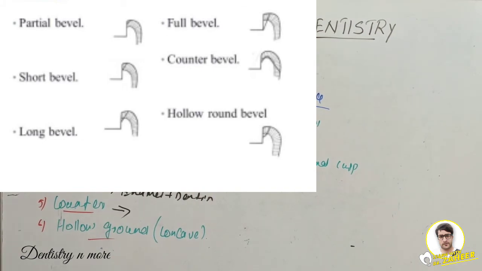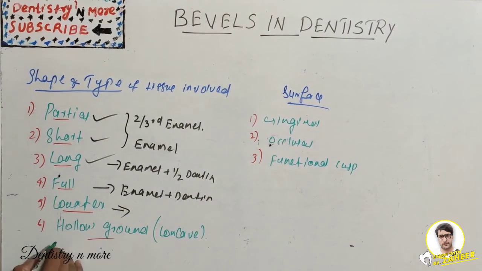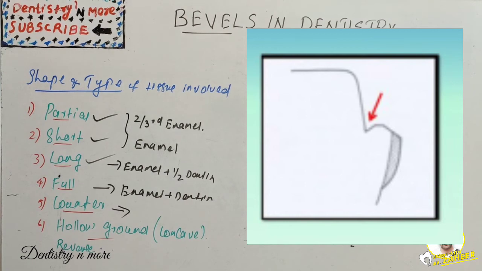One more we have, that is reverse bevel. This reverse bevel is placed at the dentinal portion of the cervical wall towards the axio-gingival line angle. Okay, so it is placed on the dentinal portion and towards the axio-gingival line angle.